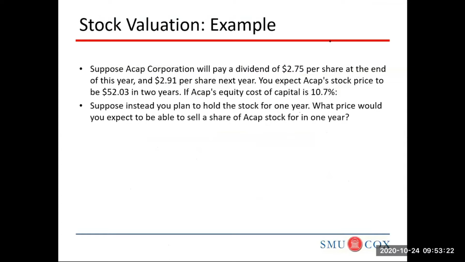In the second part, it's the same problem. So the first bullet here is the same. But then the question is, suppose instead you plan to hold the stock for 1 year. What price would you expect to be able to sell a share of ACAP stock in 1 year? Anybody would have suggestions here? How do we approach this problem?